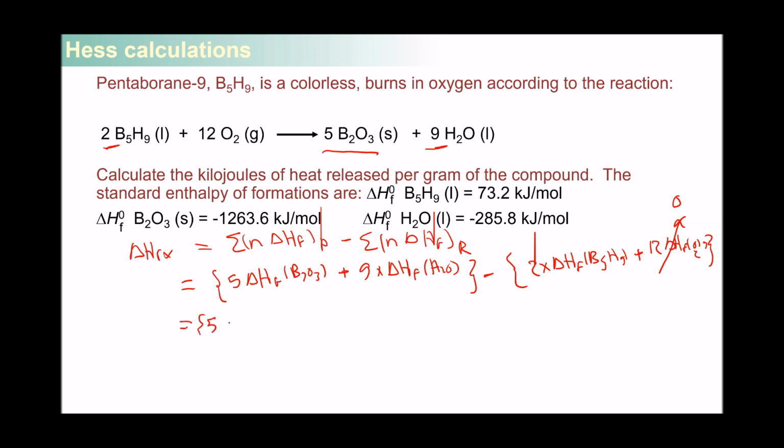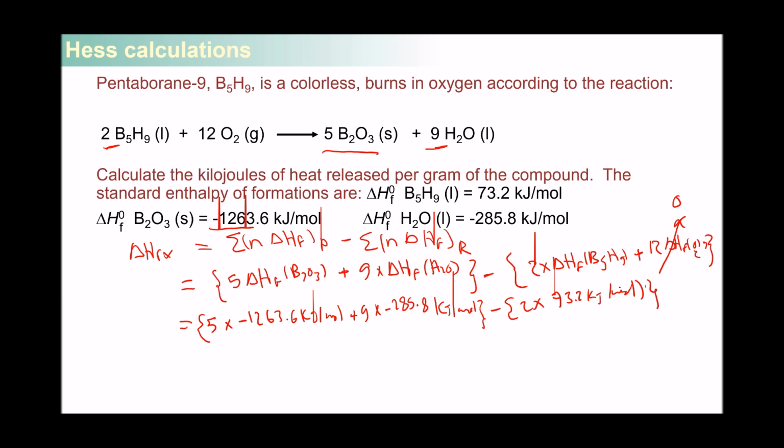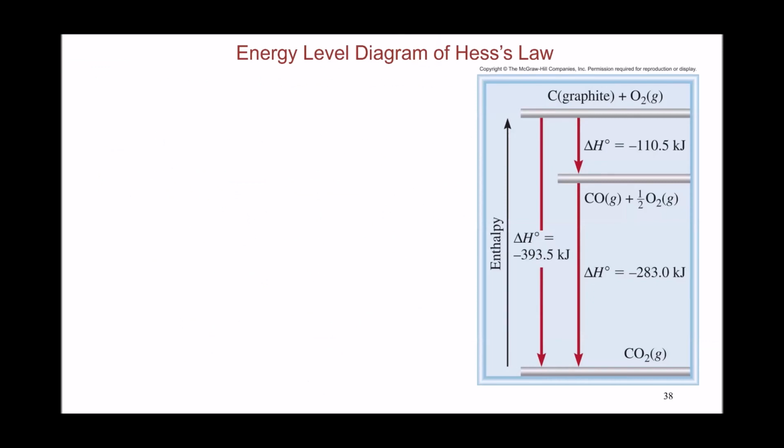So it's going to be 5 times negative 1263.6 kilojoules per mole, plus 9 times negative 285.8 kilojoules per mole, minus 2 times 73.2 kilojoules per mole. So that is going to give us the heat of the reaction, which is going to equal negative 9036.6 kilojoules per mole.